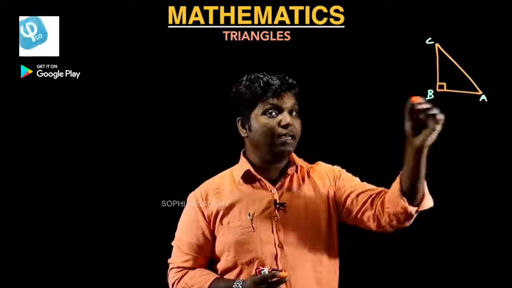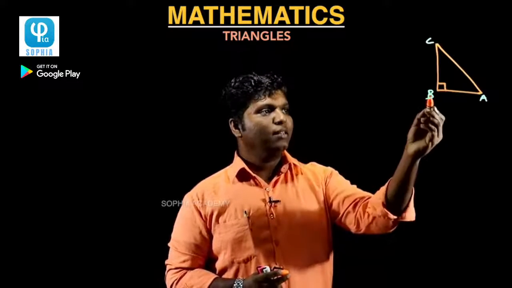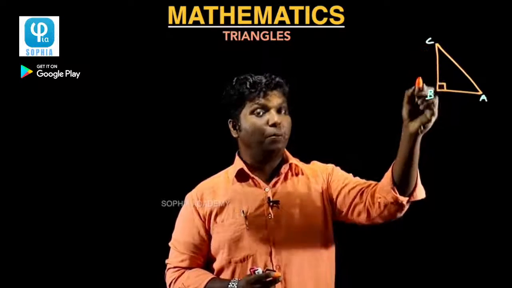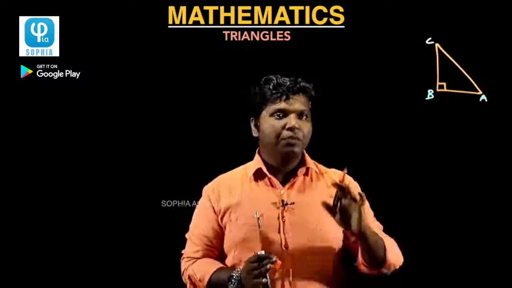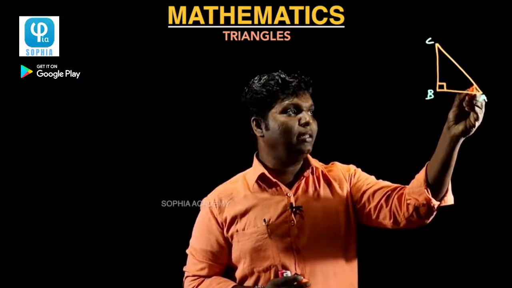You know that the side opposite to the 90 degree angle is the longest side, and the longest side is what we call the hypotenuse, right? Then this side is the base, and this is the perpendicular. But in this chapter, we have to choose any one angle. Let us choose angle A.